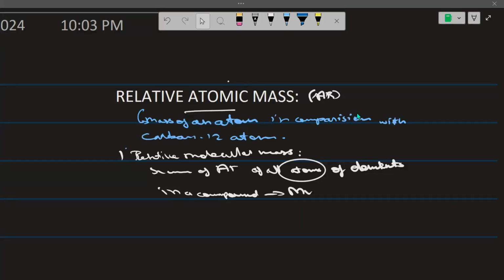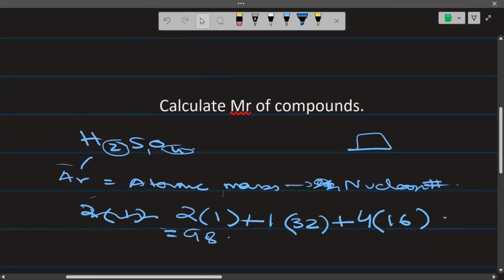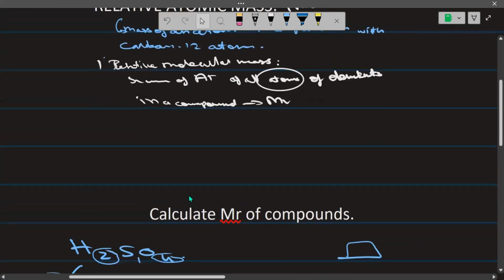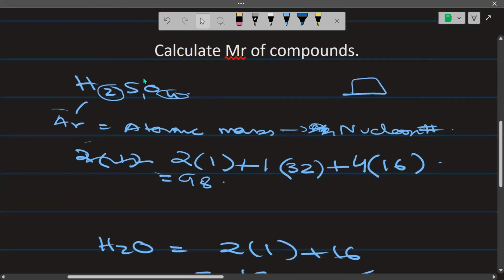So until now we have covered what relative atomic mass is and what relative molecular mass is. Basically, relative atomic mass is the nucleon number, or atomic mass. And relative molecular mass is the sum of atomic mass of all atoms of elements in a compound. So that is known as MR. Now let's cover how to calculate MR of a compound.